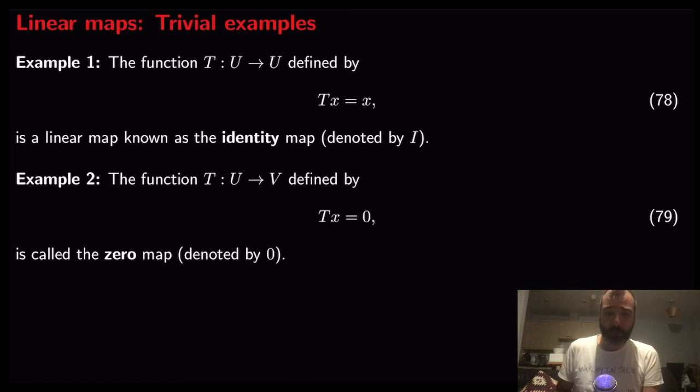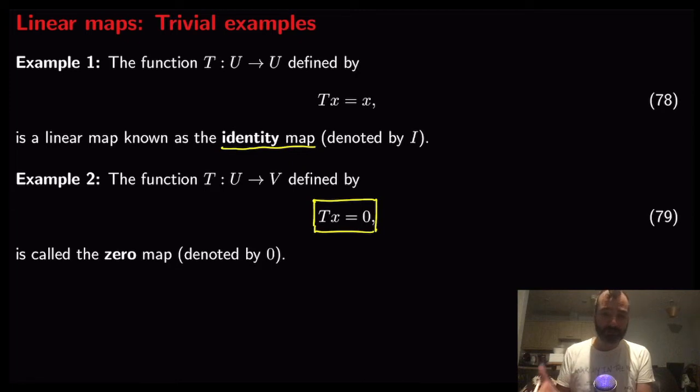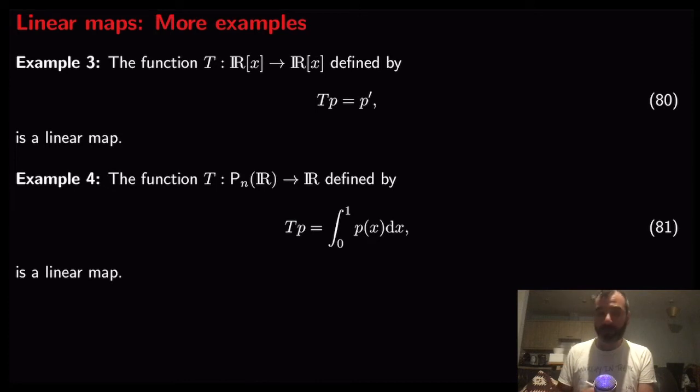Some very simple examples. Take this function T from a vector space U to itself that works like this. It takes an x, doesn't do much, gives me back x. This linear map is known as the identity map. Or let's take another very simple example. Take T to be a linear map from U to V that does the following very simple thing. It takes a vector x and it always gives you back 0. This is called the 0 map. Simple as that. Whatever you give it, it gives you back 0.